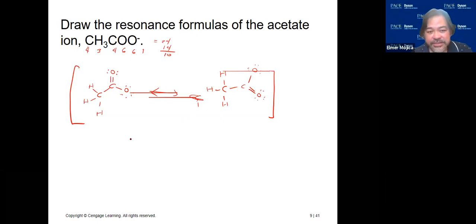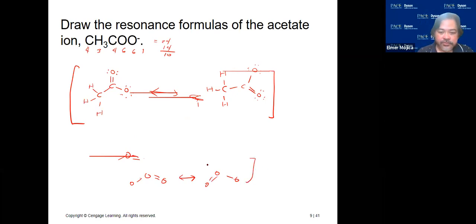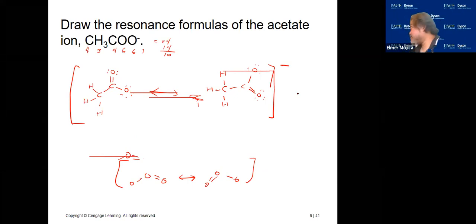Okay? The same thing when you have, let's say, the ozone, right? If you have the ozone, it's like this. You just put the bracket here and then put the negative sign on it. Okay. So that is the resonance structure.